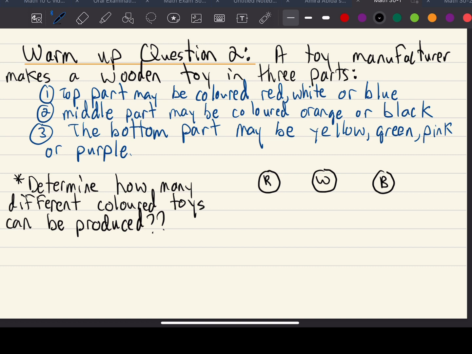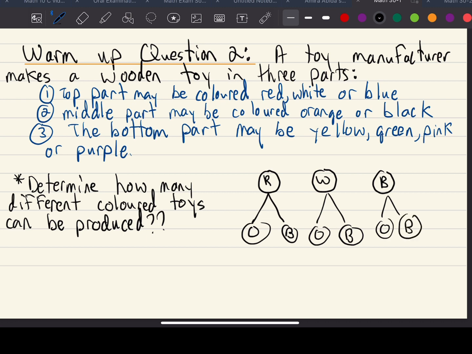So when we looked at just the top portion of the toy, you had 3 possibilities: red, white, and blue. But then the middle part allowed 2 possibilities added on to the 3 possibilities that already existed at the top portion of the toy. And so when we added the middle complexity, that could have been orange or black. And we had to tie that already to the 3 possibilities of the top of the toy. So now, all of a sudden, this changed into 1, 2, 3, 4, 5, 6 possibilities.